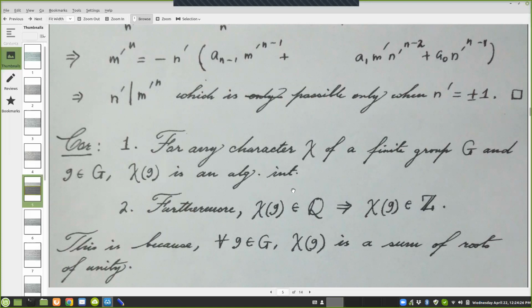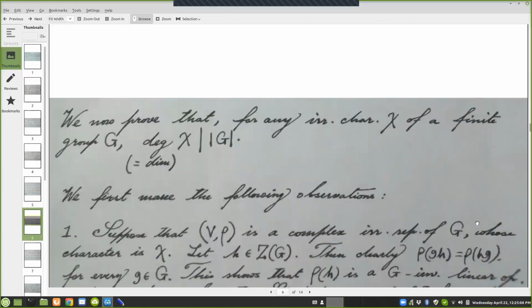This is very easy to see, because what is chi G? Chi G is the trace of rho G, and since rho G has finite order, rho G is diagonalizable, and all its eigenvalues are roots of unity. So chi G is just the sum of them, and since each root of unity is an algebraic integer, their sum has to be an algebraic integer. Thus the value of the character is always an algebraic integer. And furthermore, if the value of the character is rational, then the value itself has to be an integer.